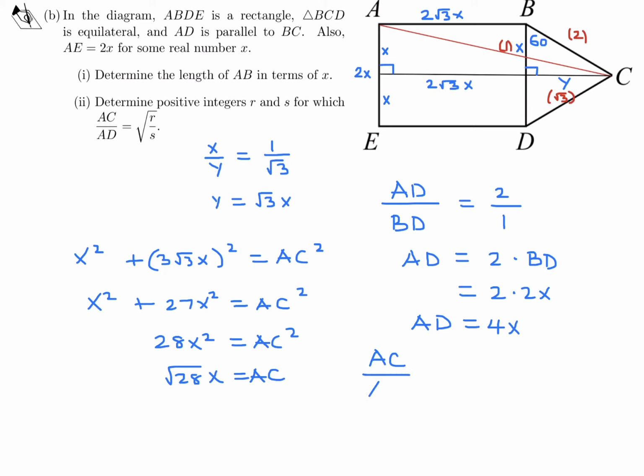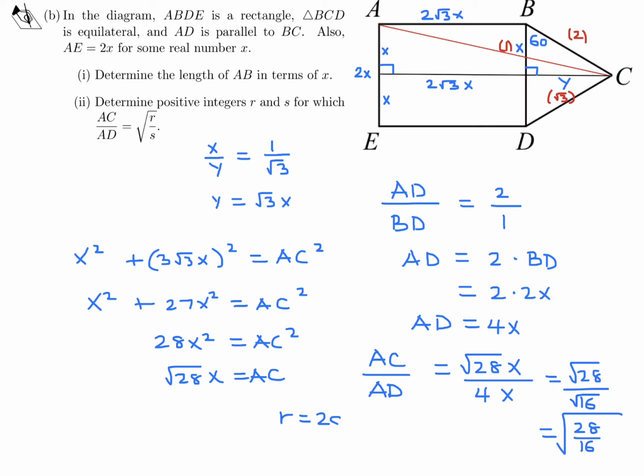AC over AD, therefore, is root 28x over 4x. So that's going to be, the x's cancel, root 28 over root 16, since I have to get it in that form. And if you really want to put it in that form, it would be 28 over 16. So that means my R is 28 and my S is 16.